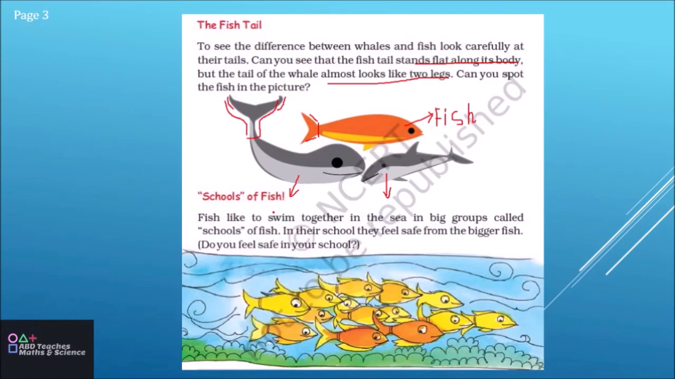Fish like to swim together in the sea in big groups called a school of fishes. In their school, they feel safe from the bigger fish. The smaller fish swim in a group so that they feel safe from the bigger fish. And there is one more question here. Do you feel safe in your school? Yes, obviously. We feel safe in our school. Yes. Now let's move on to the next page.